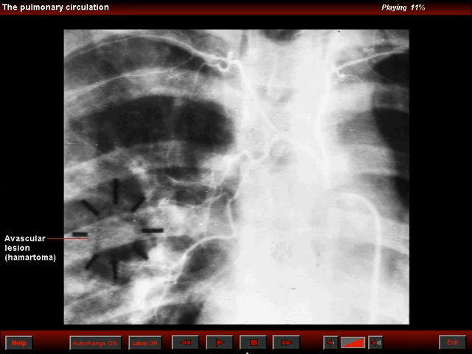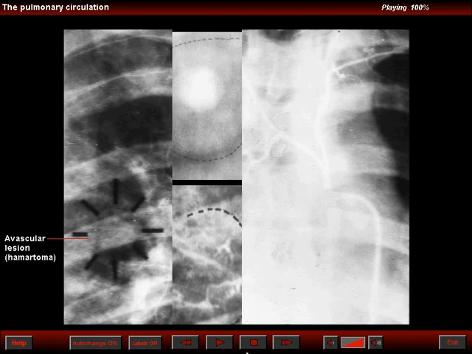This is an avascular pulmonary nodule which proved to be a hamartoma. Note that there is no vascularity in this nodule. Whenever we do a bronchial angiogram and we find that there are no vessels supplying the lesion, we have to assume that we are dealing with either a healed granuloma or a hamartoma. This was a hamartoma.